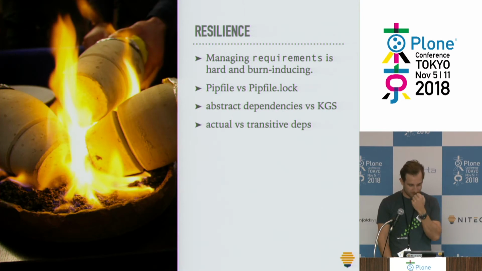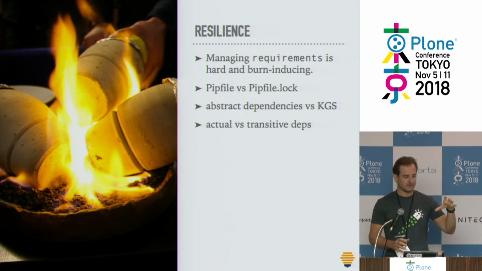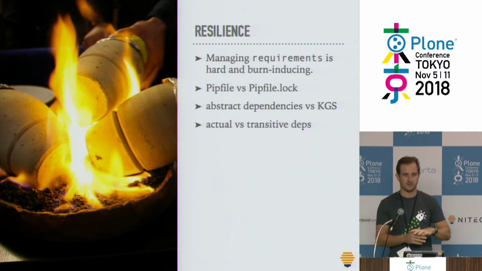And then there's resilience. Because in pip, managing requirements is hard, and you get burned because your primary and your secondary dependencies, or your direct and your transitive dependencies, are all in the same file, requirements.txt. Let me just show you what I mean.